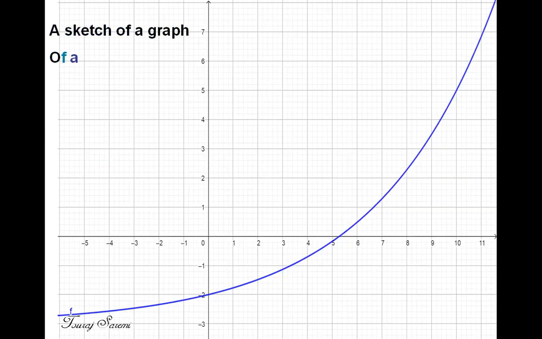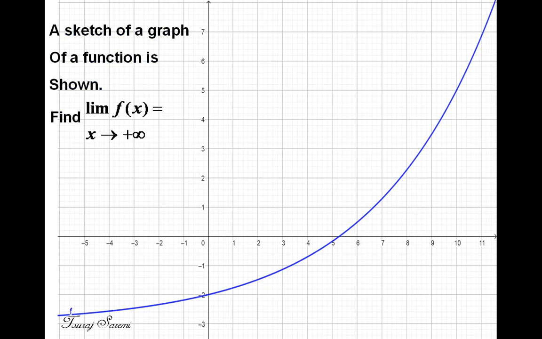A sketch of a graph of a function is shown. Find the limit of f of x as x tends to plus infinity. F of x increases without bound. And the answer is positive infinity.